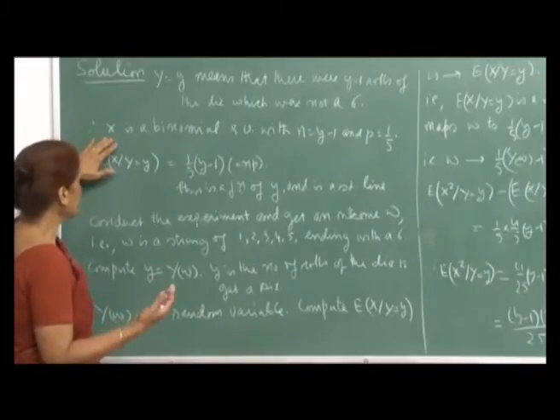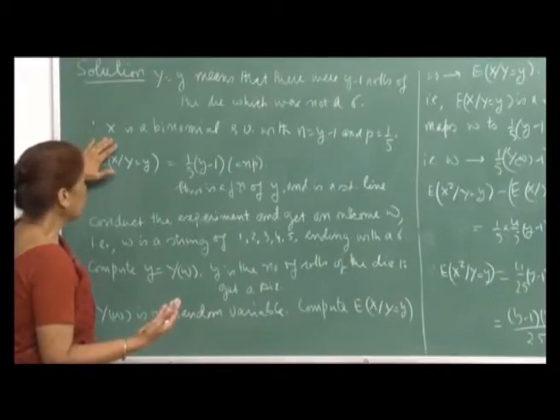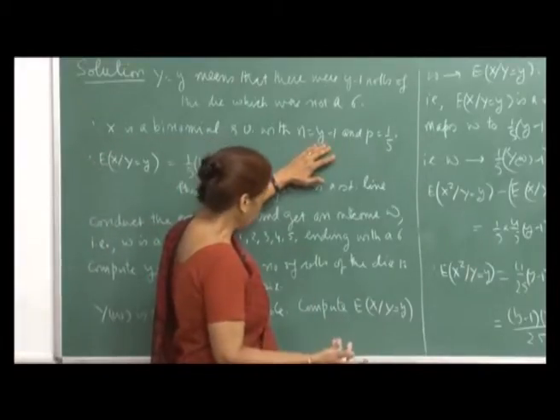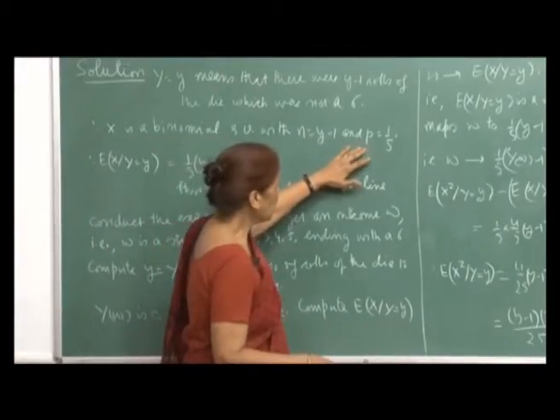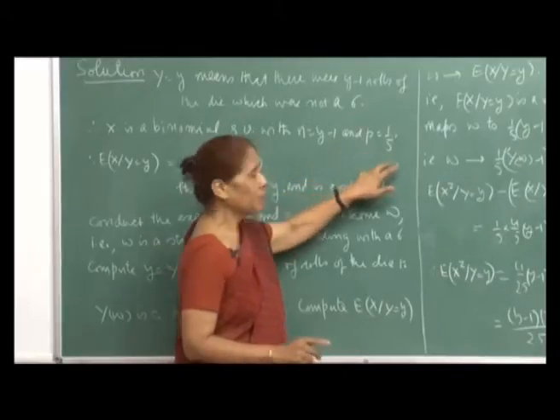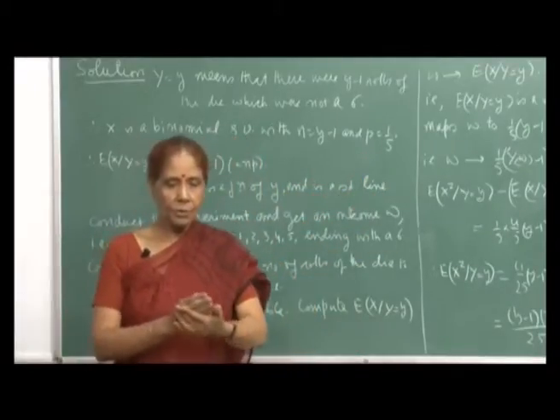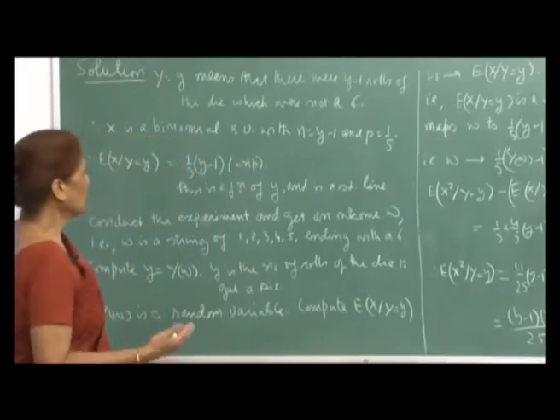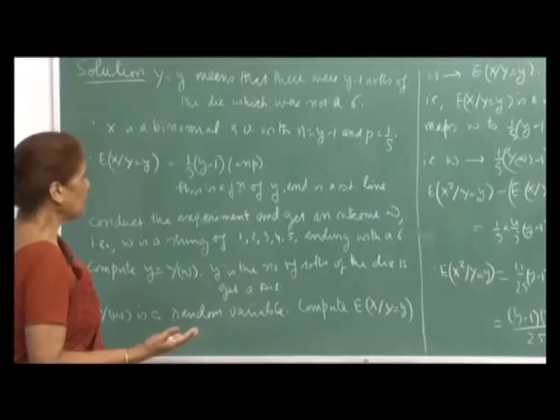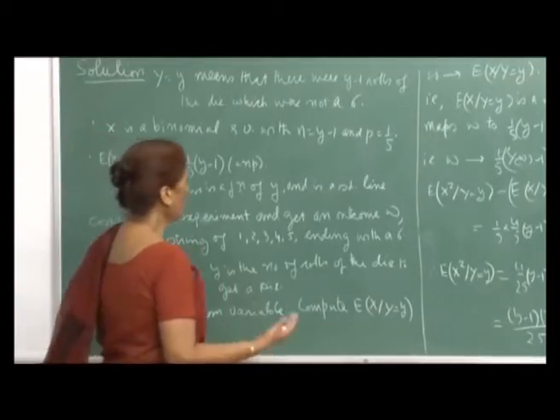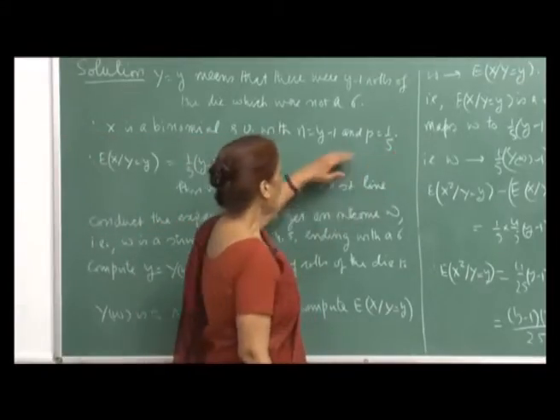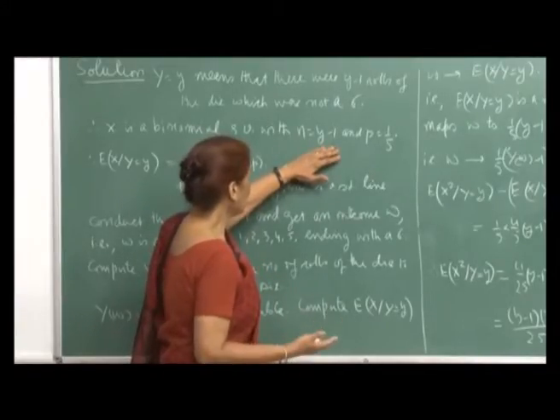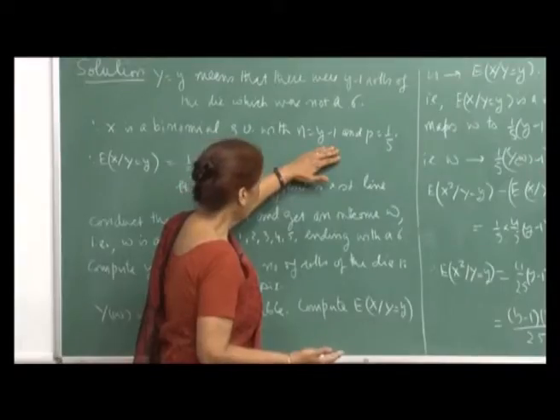So, we can treat x as a binomial random variable with the number of experiments as y minus 1, and the probability of occurrence of a 1 is 1 by 5, because remember up to y minus 1 rolls, 6 is not appearing. The other 5 numbers are equally likely. So the probability of a 1 showing up is 1 by 5, and the number of experiments that you make is y minus 1.